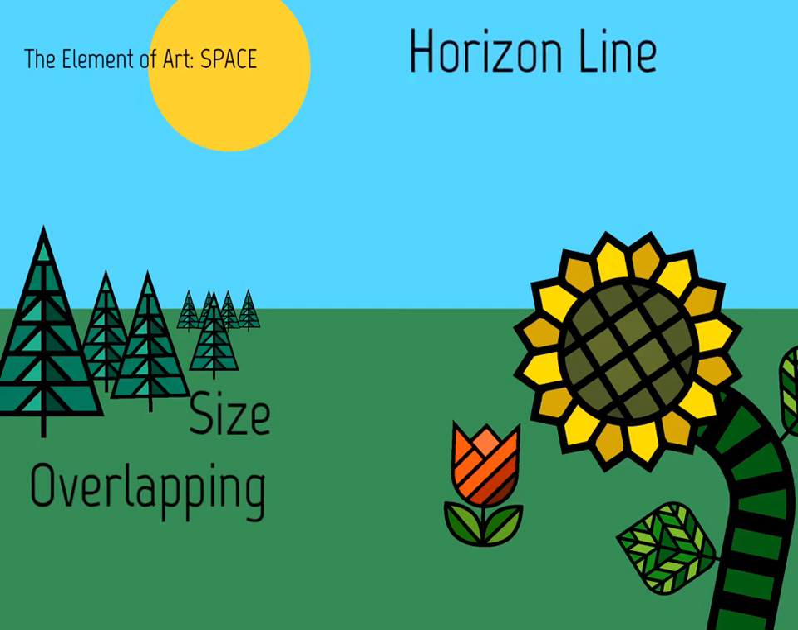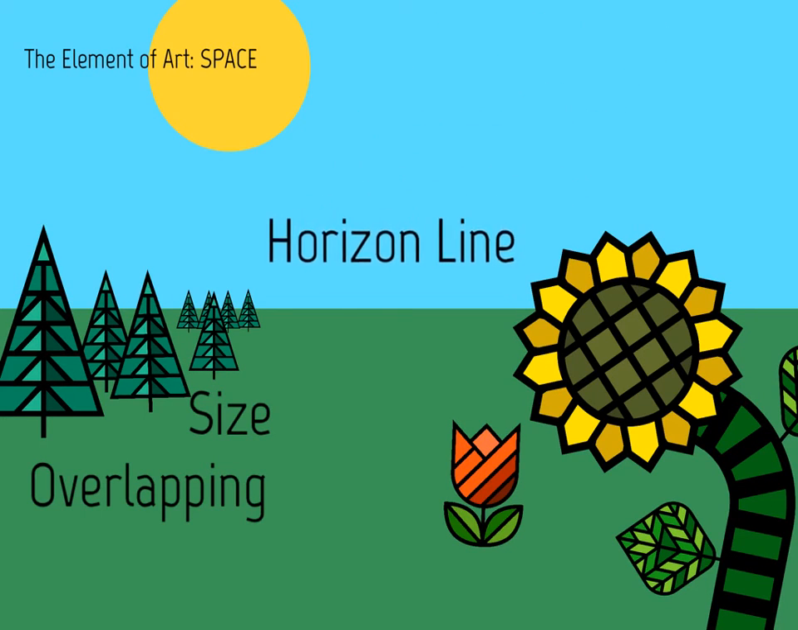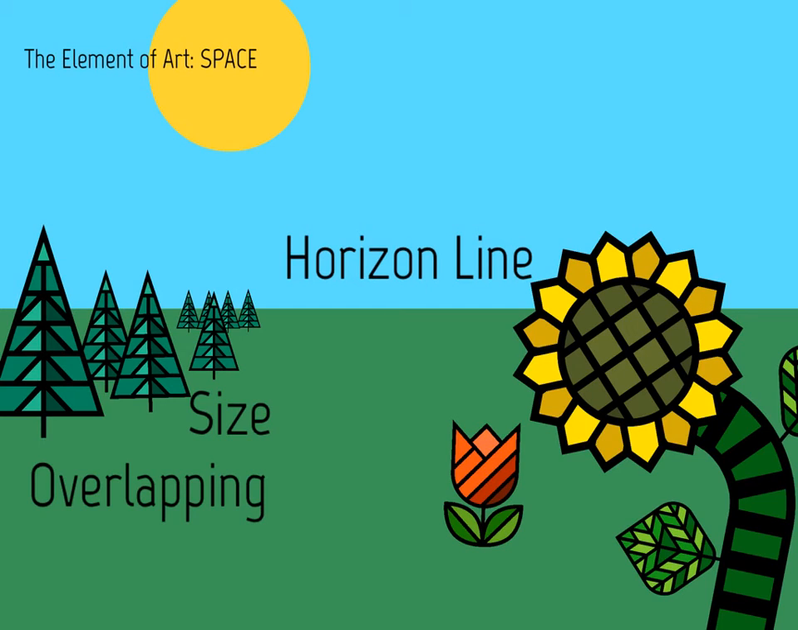Another technique is utilizing a horizon line. The horizon line is where the sky meets the earth. You can see the sun goes down at the horizon line.